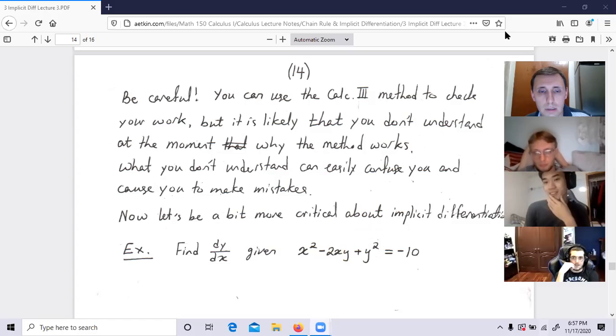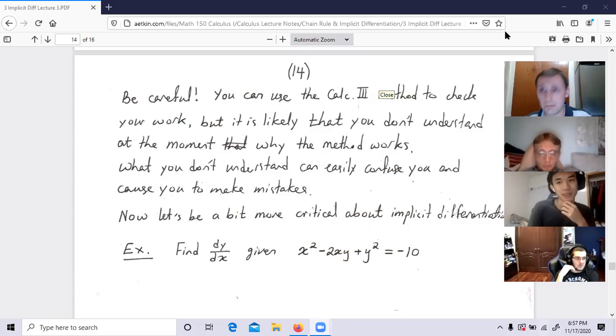Well, basically, I factored it to x minus y squared equals minus 10, and that was what I was trying to say before. I don't get what to do with the minus 10. Okay, then good.